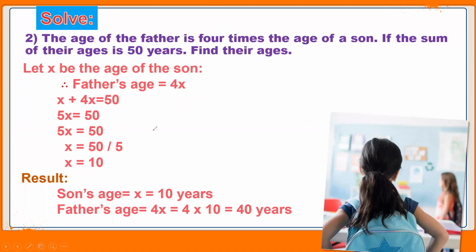How can we check the answer? Students, here it is written that x plus 4x is equal to 50. So x is the son's age. The son's age is 10 years and 4x is the father's age. The father's age is 40 years. And if we add 10 plus 40, we get 50. That means we have the correct result in the end, that the son's age is 10 years and the father's age is 40 years. Clear? Next question.